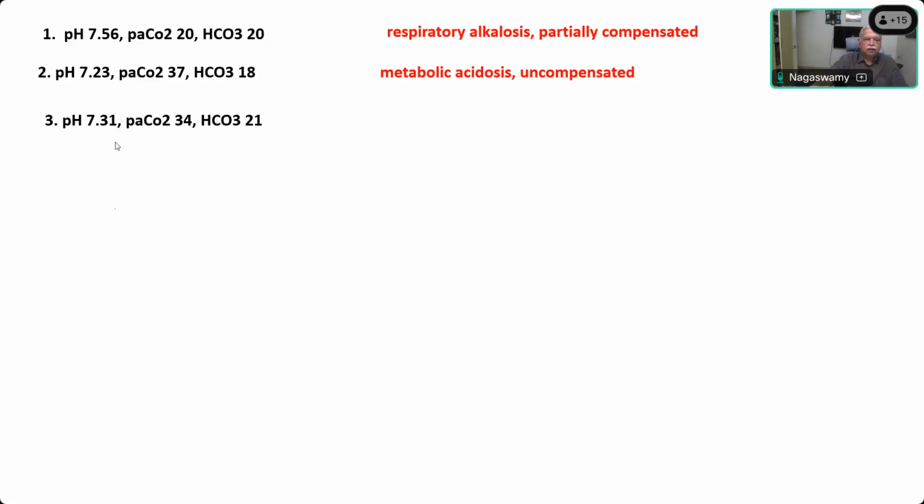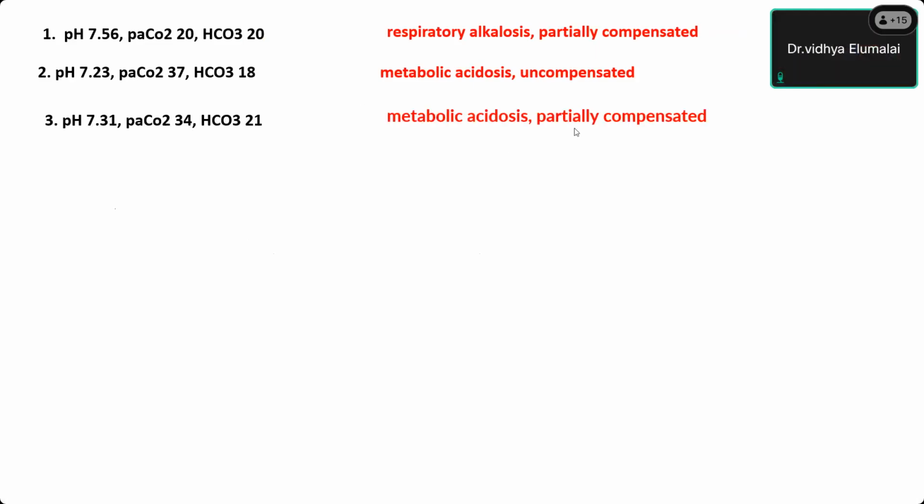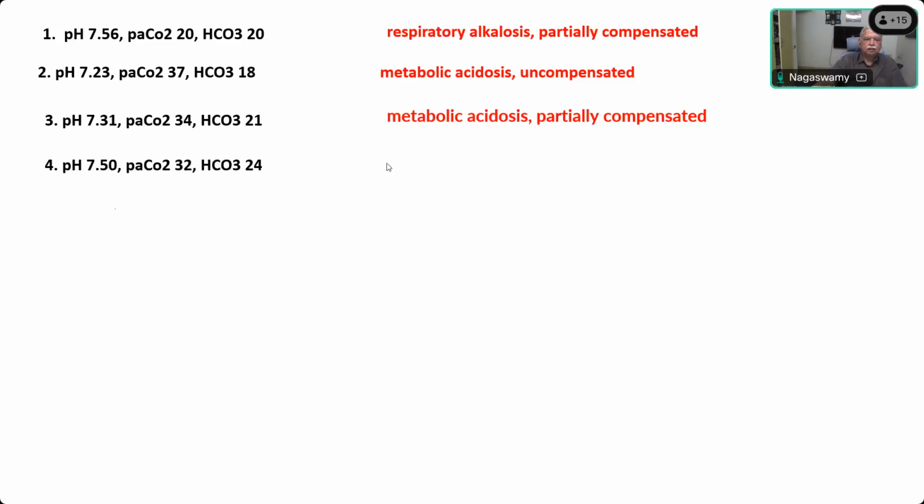Now the next is 7.31, PaCO2 34, bicarb 21. So is it acidic or alkalotic? Acidic, sir. Metabolic acidosis, partially compensated. Bicarb is not too low, but pH is low, bicarb is also low. For that, the washout is very slight. So it is partially compensated.